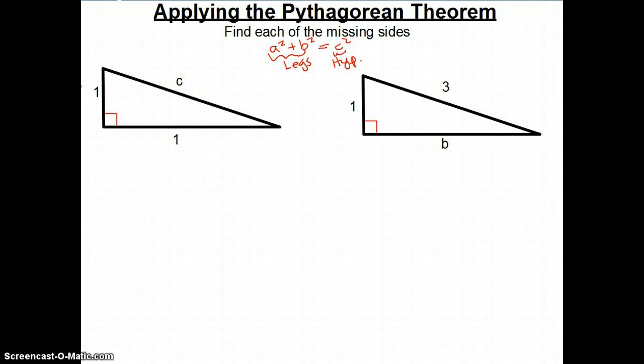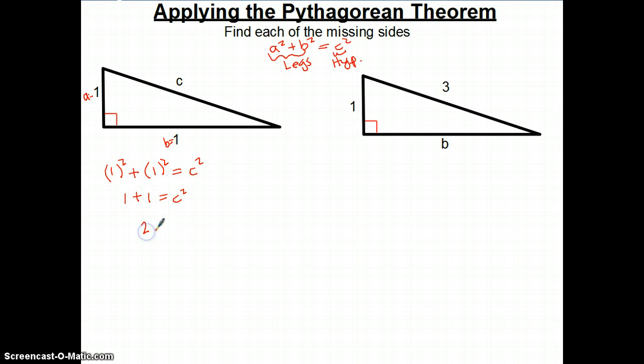So in this right triangle down to the left, I have two legs. They're both measuring lengths of 1. It doesn't matter which is A and which is B, but I'll call one of them A and the other one B. We are trying to find the hypotenuse, which is already labeled as C. So A squared, that's 1 squared, plus B squared, that's still 1 squared, is going to equal C squared. 1 squared is 1, plus 1 squared is still 1, equals C squared.